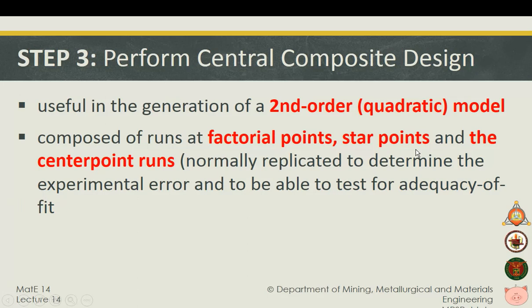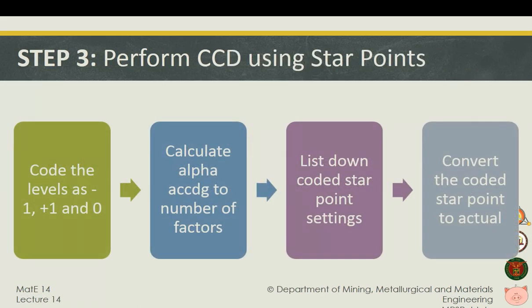Star points are defined by an alpha value. Take note, the alpha value here is different from the alpha for level of significance. Usually we have alpha equal to 0.05, but this alpha value for star points is widely different. I'll show it later on.